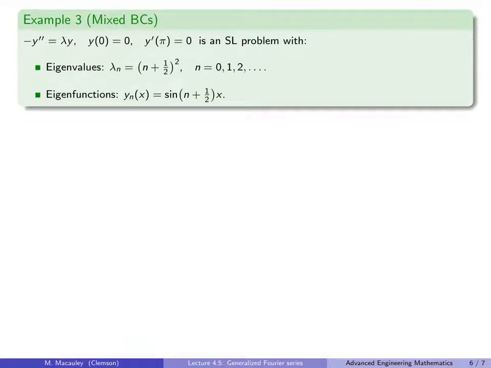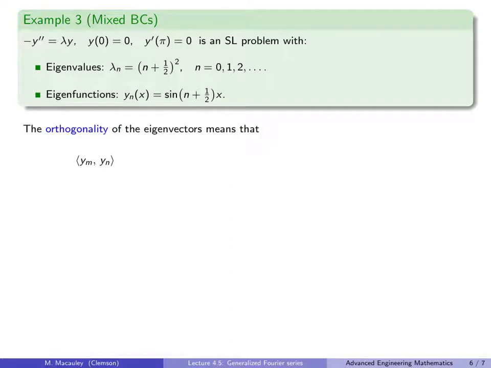Example 3. I think you're getting used to this now. Mixed boundary conditions. The same ODE, but now y of 0 is 0 and y prime of pi is 0. So this is a Sturm-Liouville problem. The eigenvalues are the squares of the half integers now. So n plus 1/2 quantity squared, where n is non-negative. And the eigenfunctions are the sine functions, but now the frequency is this omega, which is n plus 1/2. So sine of n plus 1/2 x.